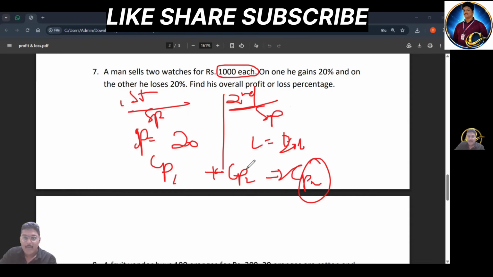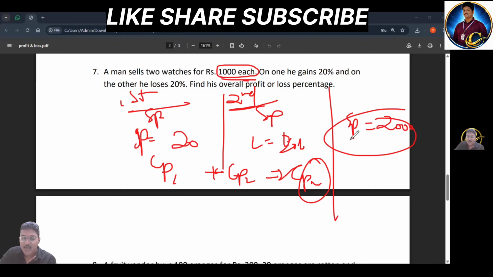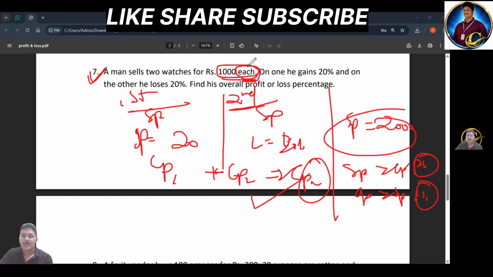CP net is the sum of these two CPs, and SP is already 1000 each, so SP we know is 2000. Then we will get the CP. If SP is greater than CP, then find profit percentage. If CP is greater than SP, then find loss percentage. That's it. This is the most important keyword. Next question.